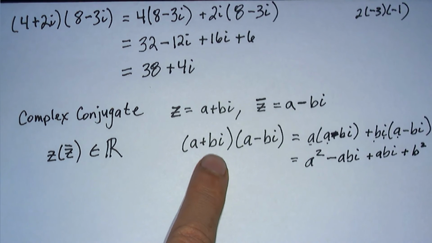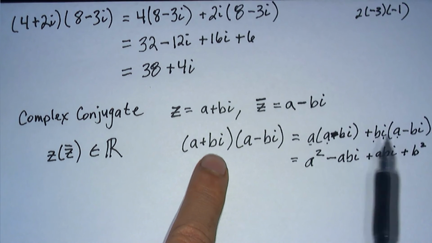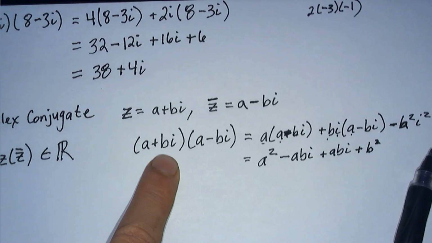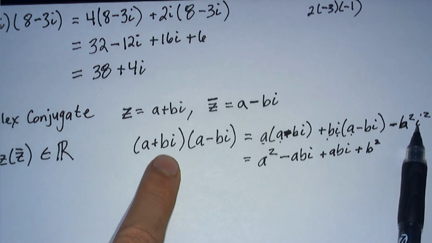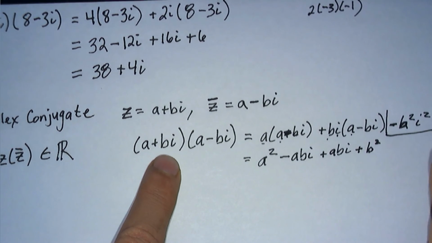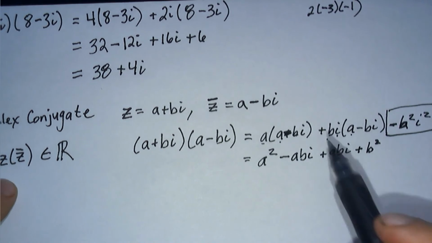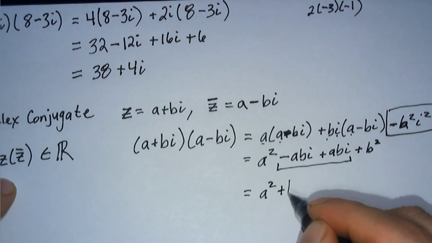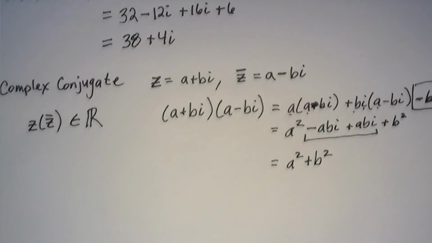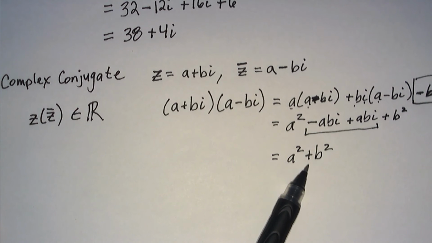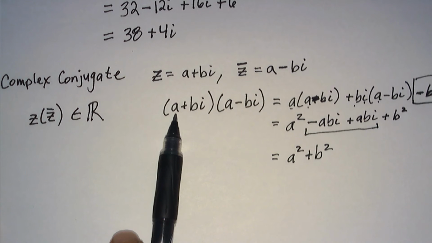Negative b times b will be negative b squared i squared, which is positive b squared. These cancel, so this is a squared plus b squared. So anytime you multiply by the complex conjugate of a number, you get a real number, and it's the sum of the square of the real part and the imaginary part.